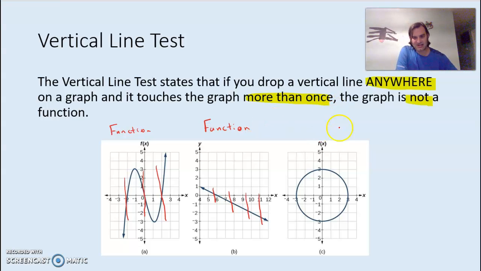The last one is the counter example, a circle. If I come over here to negative 2 on the graph, and this won't be exact, there's a point up here where x is negative 2 and y is 2 something. But there's also a point down here where x is negative 2 and y is negative 2 something. So if I drop a vertical line right here, that vertical line for a single x goes to two different y's. And that happens in multiple places.